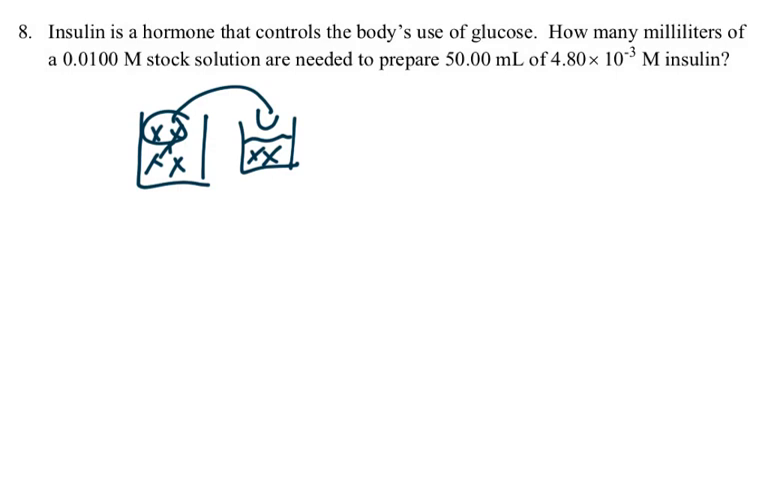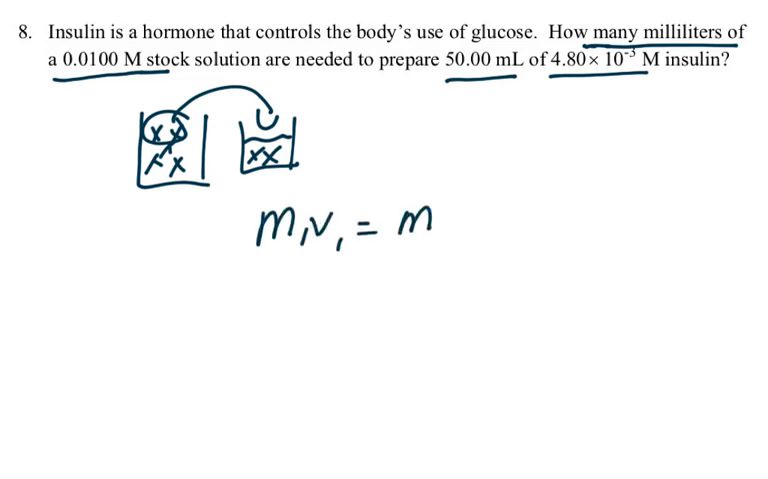All right. And so this question says, how many mils of a 0.101 molar stock solution are needed to prepare 50 mils of a 4.8 times 10 to the minus 3 molar solution? Okay, so it's a dilution problem. We're going to use M1 V1 equals M2 V2. You just have to be consistent, okay?